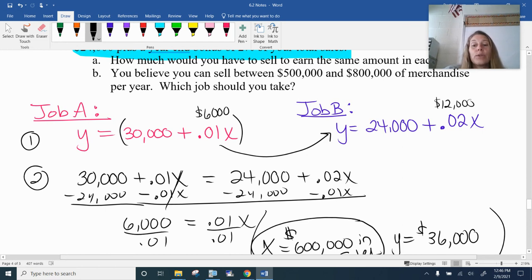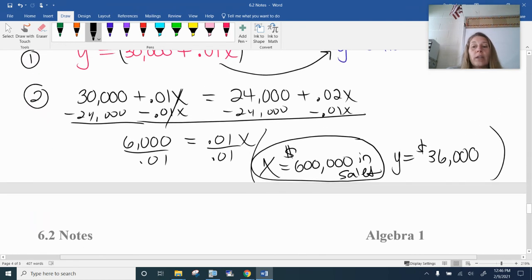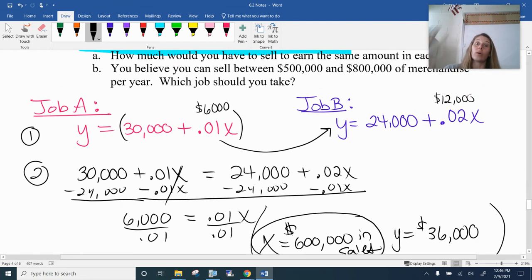All right. So hopefully this helps you kind of see why we're learning how to do this and how it could come in handy in a situation where you have to make a decision financially. It'll affect you. And that's it.